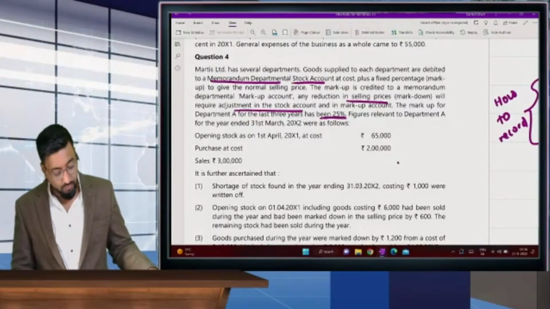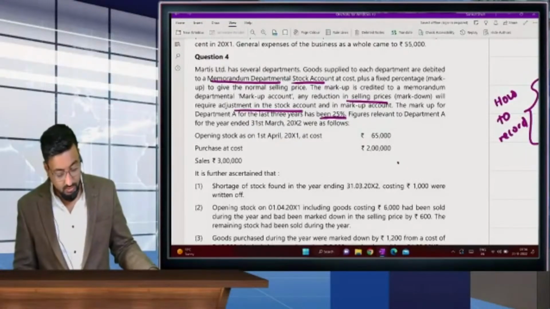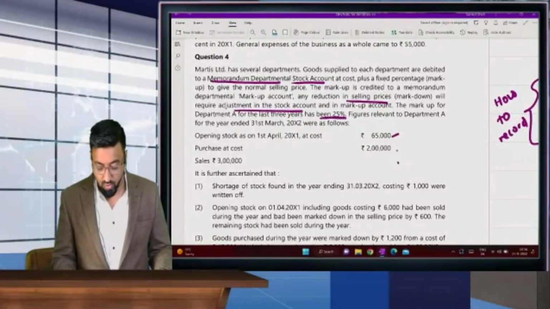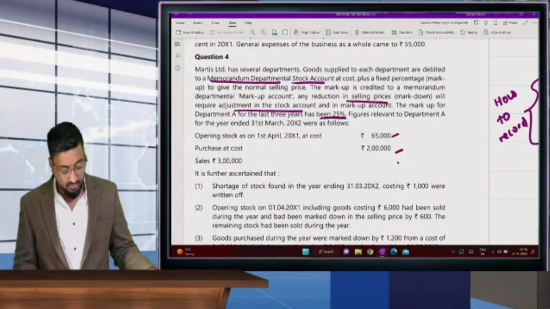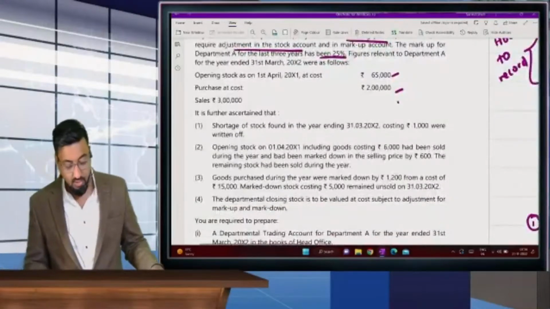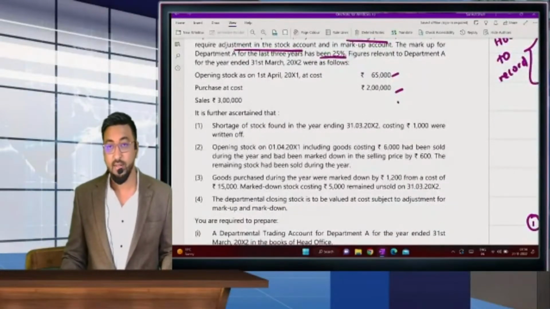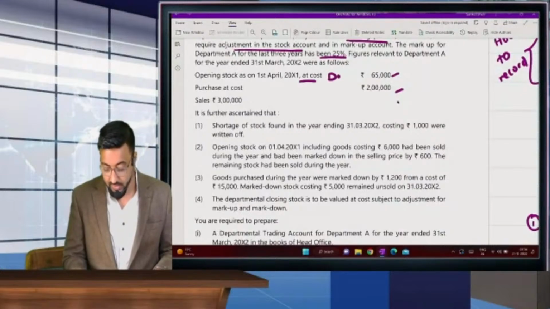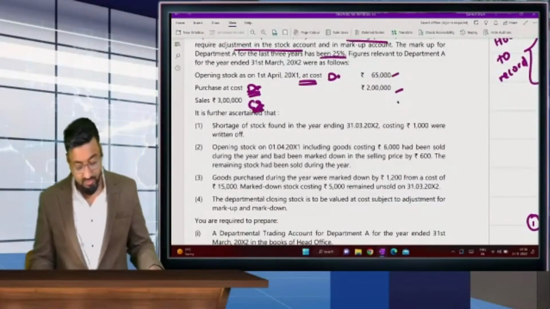Figures relevant to Department A for the year ended 31st March 2002 were as follows. 65,000 ये opening stock है. Purchases at rupees 2 lakhs and sales are rupees 3 lakhs. Okay, sir, it's very simple. 65,000 is a debit balance, but it is at cost. Purchases at cost is debit and sales is at credit side.